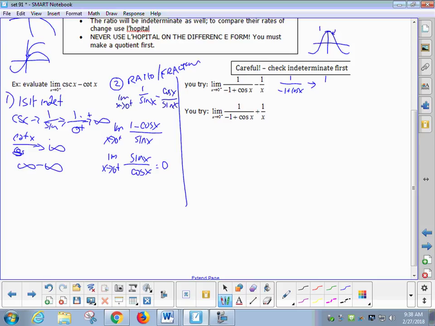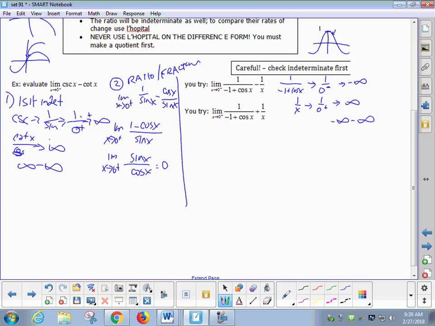This is 1 over small negatives, which does not go to infinity. It goes to negative infinity. That first term is negative, approaching negative infinity. 1 over x goes to 1 over small positives. That's infinity. So the form I'm getting here is negative infinity minus infinity. Is that I don't know?